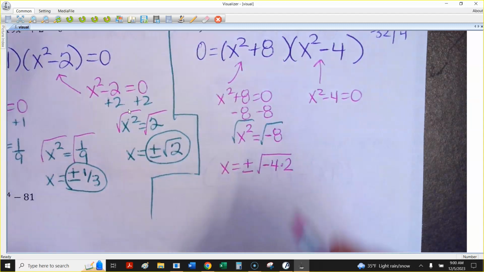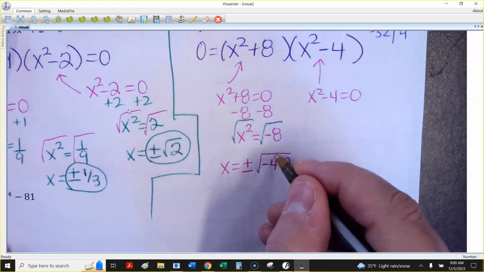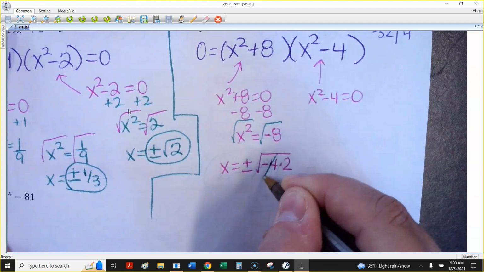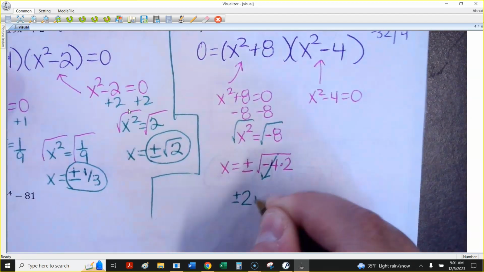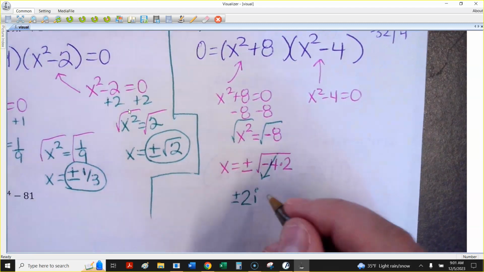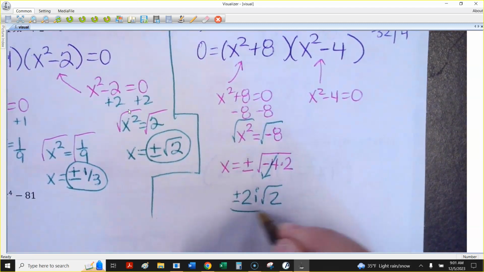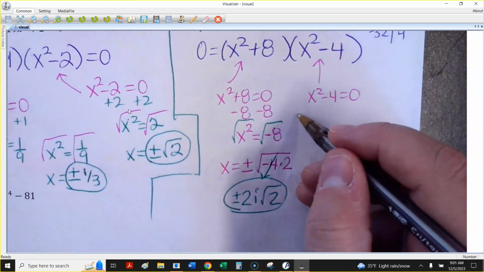Now, when I take a square root, I attach the negative to the perfect square because that's a perfect square in imaginary land. Square root of 4 is 2. Square root of negative 4, you're just going to write 2i to take care of the negative. And so two answers right there. You have plus or minus 2i radical 2.